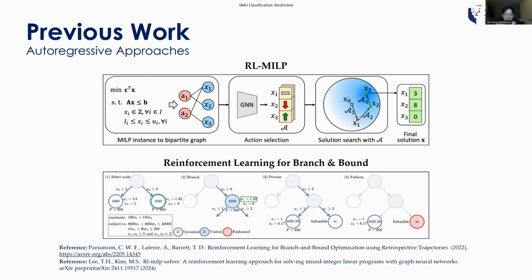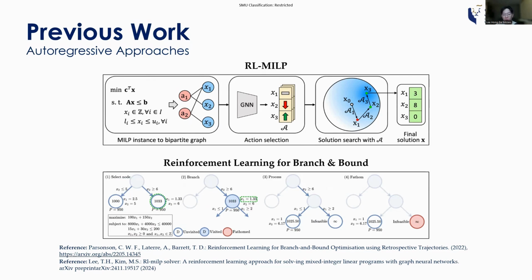For autoregressive approaches, we have RL-MILP and RL for branch and bound. RL-MILP is an iterative local search method which begins with an initial solution and repeatedly invokes a graph neural network to propose variable increments or decrements to improve the current variable assignments.